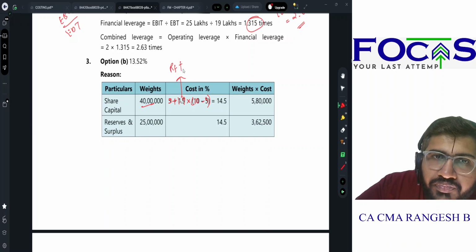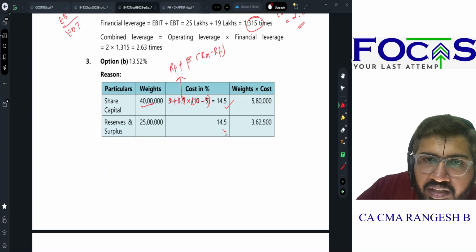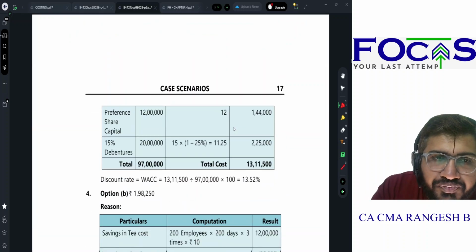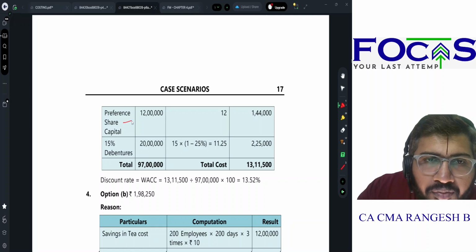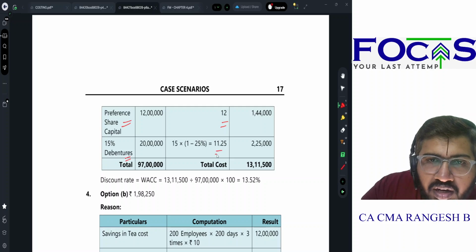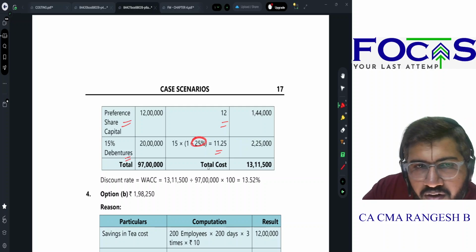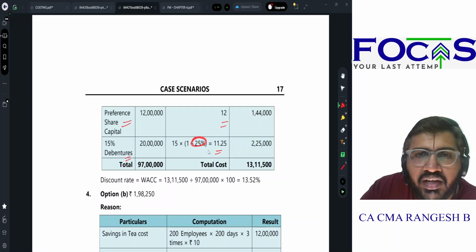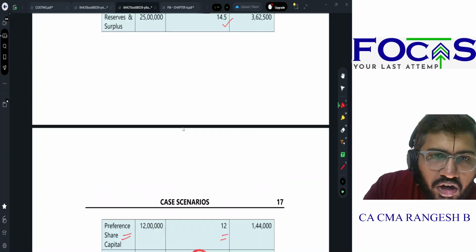RF plus beta into RM minus RF. This gives you 14.5%. Reserves and surplus, same amount. Preference share capital 12%. Debentures 11.25% because there is a tax element. So the weighted average cost of capital can be calculated in a different way, which is also correct. But you can use your usual logic.